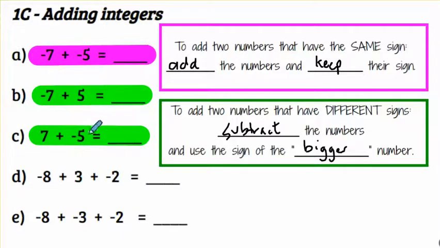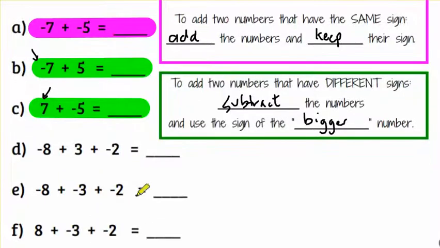For these remaining two, B and C, we know that since they're different, we subtract those numbers and it's going to keep the sign of the bigger number. So in part B or problem B, 7 is bigger, so our answer would be negative, whereas C, 7 of course is positive, so that would be the sign for your answer there.